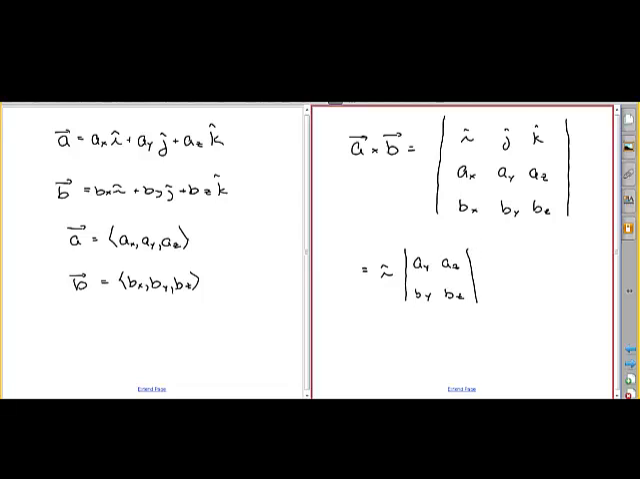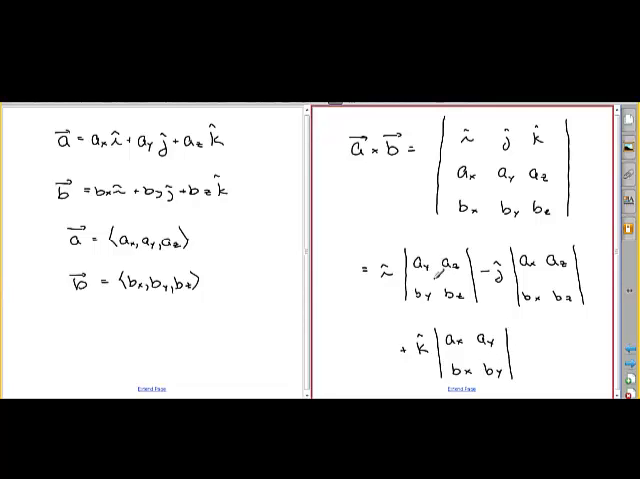Okay, now the next one is a negative because of the way you calculate determinants. So it's negative j. You cross out this row and this column, and you end up with A sub x, A sub z, B sub x, B sub z. And then finally, you get plus the unit vector in the k direction times, marking this row out and this column out, A sub x, A sub y, B sub x, B sub y.